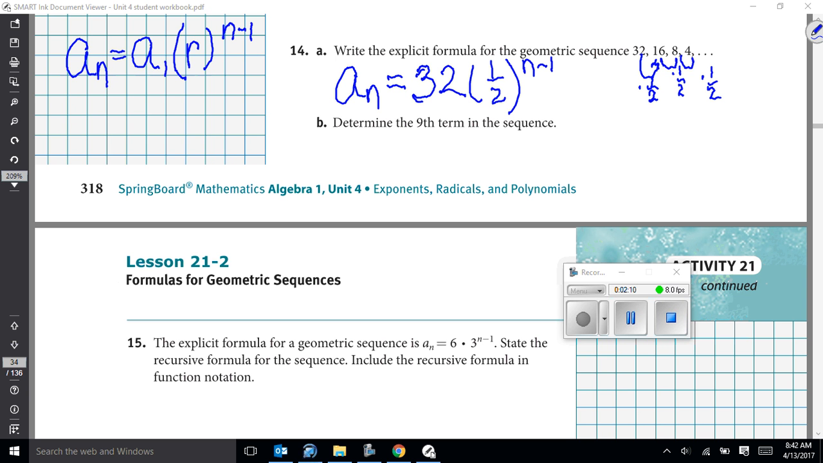So now it says determine the 9th term. We have our first term, second term, third term, fourth term. To find the 9th term with this pattern, it would take us a bit, right? So we come up with the explicit formula. To find the 9th term, 32 times 1/2, and then n minus 1, so 9 minus 1, that's 8. So we're going to take 32 times 1/2 to the 8th power.